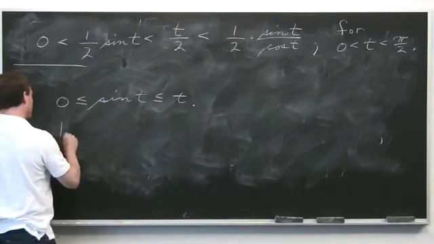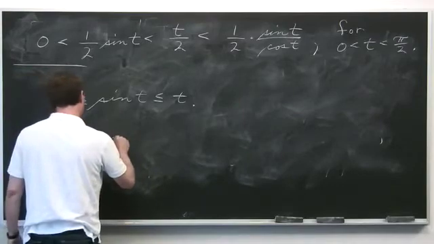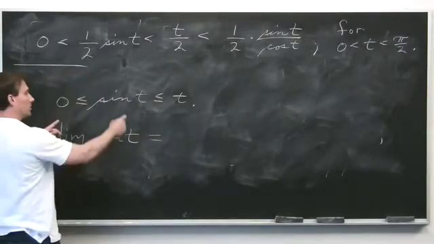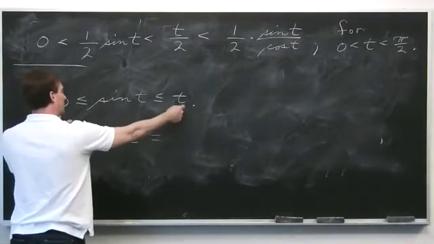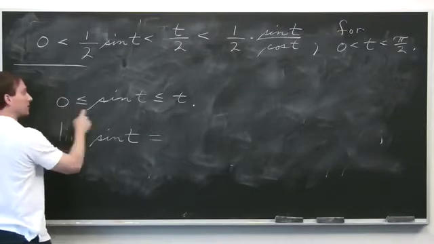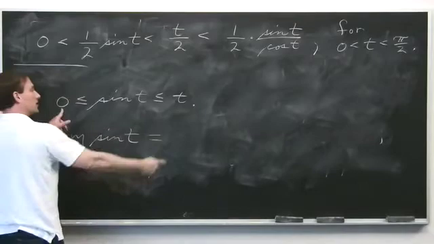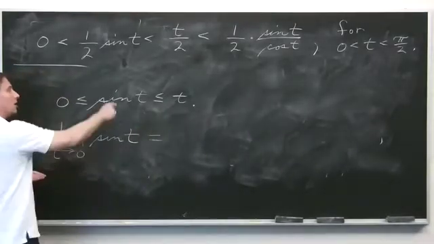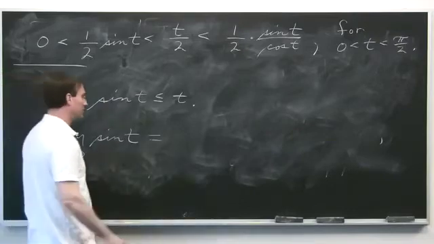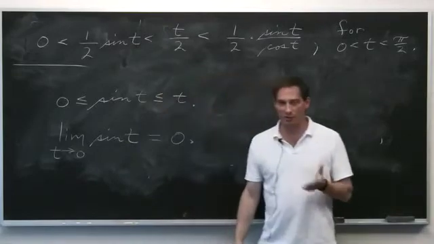I'd like to know the limit as t approaches 0 of sine of t. Well, we have the pinching theorem that says if sine of t is between 0 and t, and as t approaches 0, this certainly sits there happily being 0, and this approaches 0. Since this end and this end both approach 0, the limit in the middle is trapped, and so the limit as t approaches 0 of sine of t also has to be 0. This is true, but I've cheated.